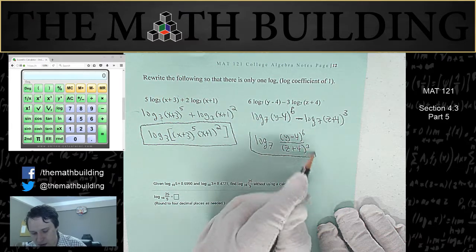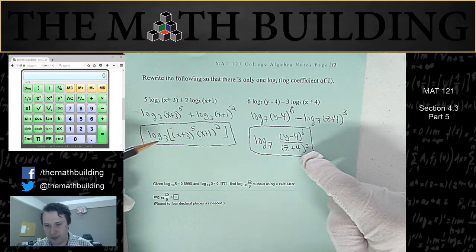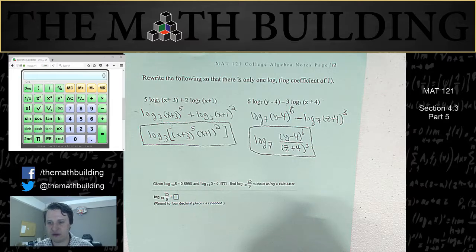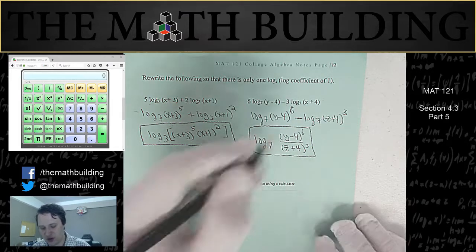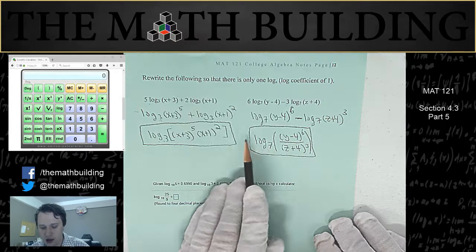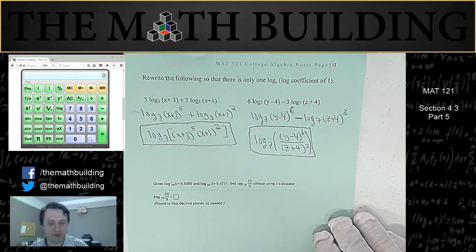So, in order to be proficient at this, you need to be able to go from here to here and work backwards to go from here to here. So if you can do both of those in both directions, then you're in good shape. And again, notice this is just one giant argument, one log, coefficient of 1, so you've satisfied the requirements.